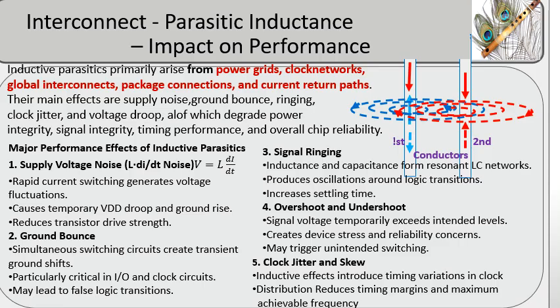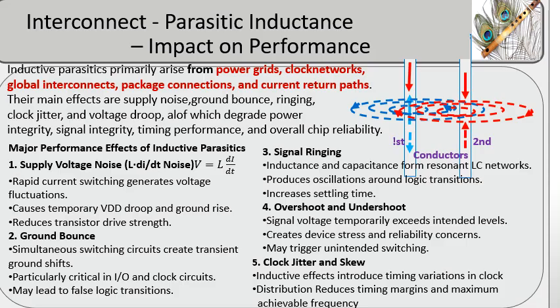Although parasitic inductance was once considered negligible, it has become a significant concern in modern high-speed chips due to extremely fast switching currents. Rapid changes in current generate L di/dt voltage fluctuations, producing supply voltage noise and reducing the stability of the power delivery network. These transient voltages also cause ground bounce, shifting the reference ground potential and increasing the possibility of logic errors.